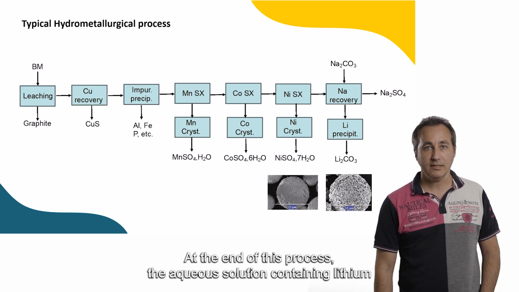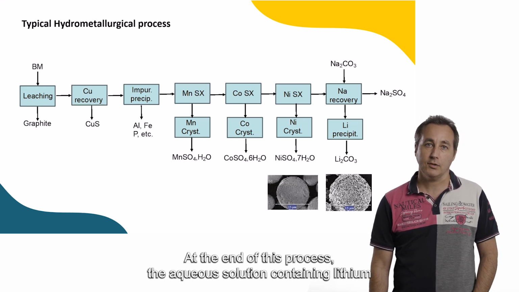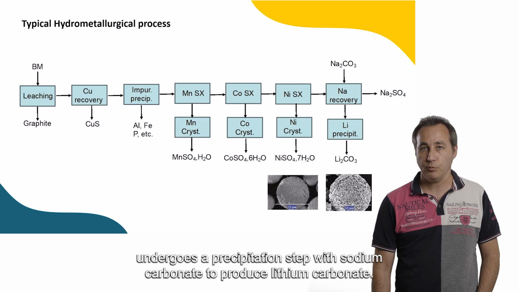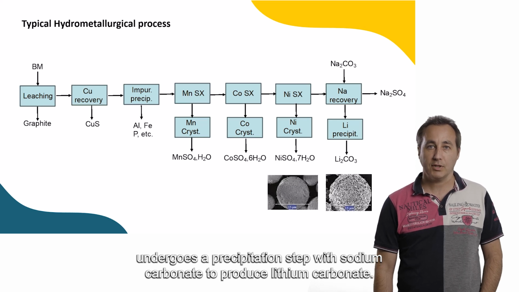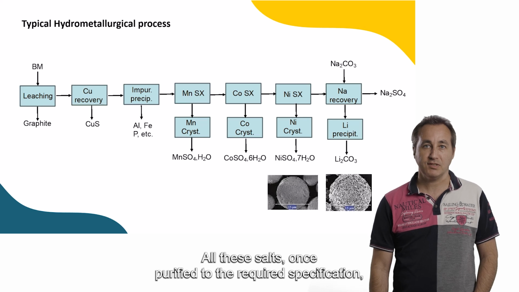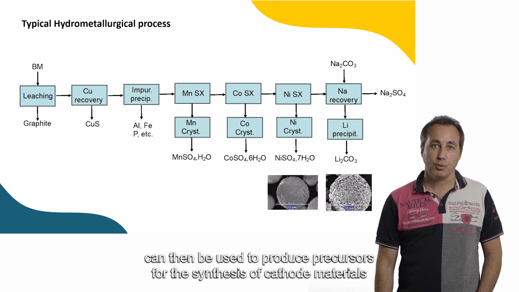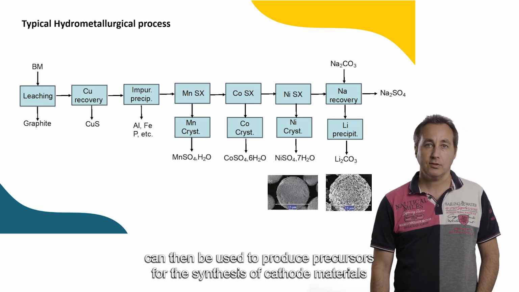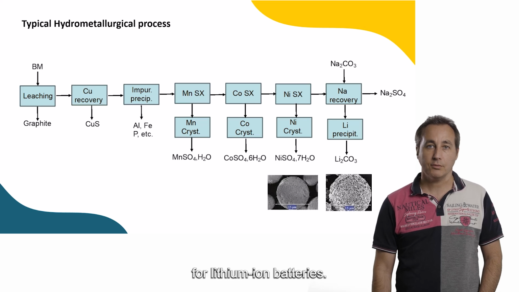At the end of this process, the aqueous solution containing lithium undergoes a precipitation step with sodium carbonate to produce lithium carbonate. All these salts, once purified to the required specification, can then be used to produce precursors for the synthesis of cathode materials for lithium-ion batteries.